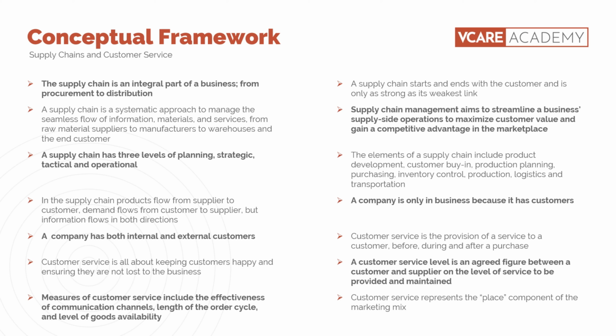Supply chain management aims to streamline a business's supply side operations to maximize customer value and gain a competitive advantage in the marketplace. A supply chain has three levels of planning: strategic, tactical, and operational. The elements of a supply chain include product development, customer buy-in, production planning, purchasing, inventory control, production, logistics, and transportation. In the supply chain, products flow from supplier to customer. Demand flows from customer to supplier, but information flows in both directions.